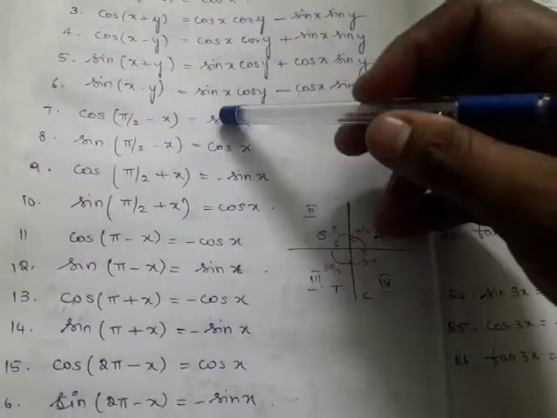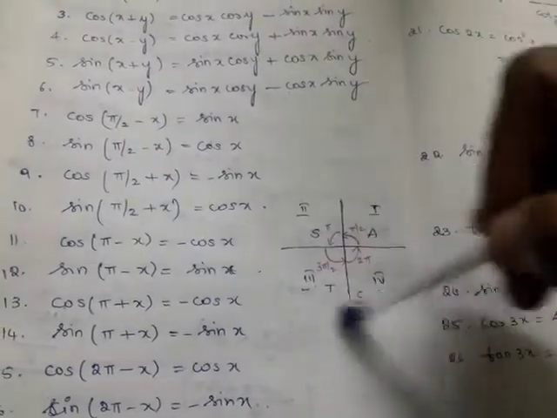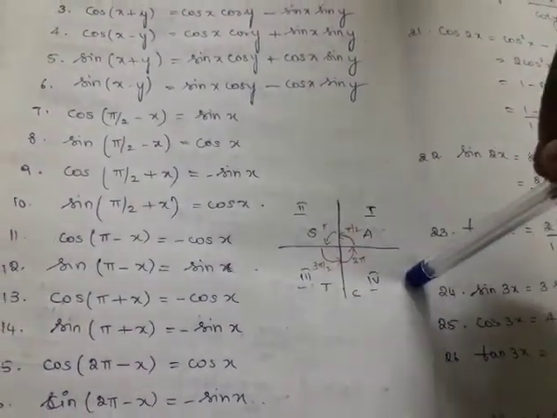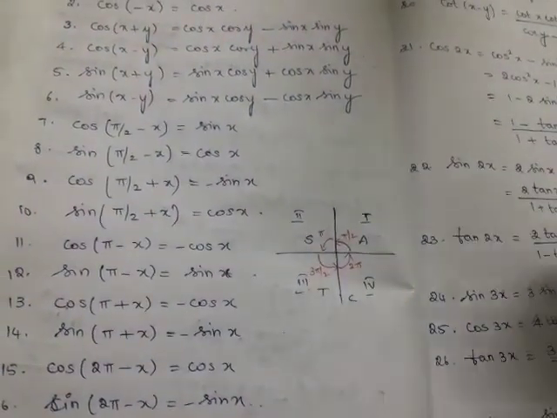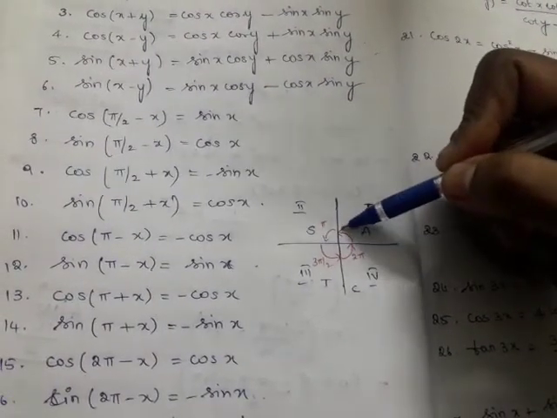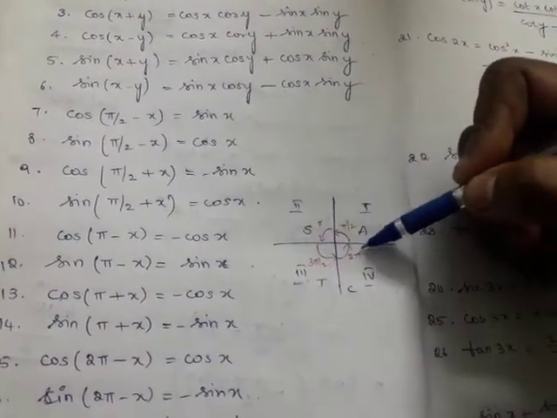Right? Now come back to the signs. How are you going to assign your sign? I have told you already: All Silver Teacups. First, second, third and fourth quadrant. When it comes to pi by 2 minus x, see, you know from here to here it is pi by 2, this is pi, 3 pi by 2, 2 pi.